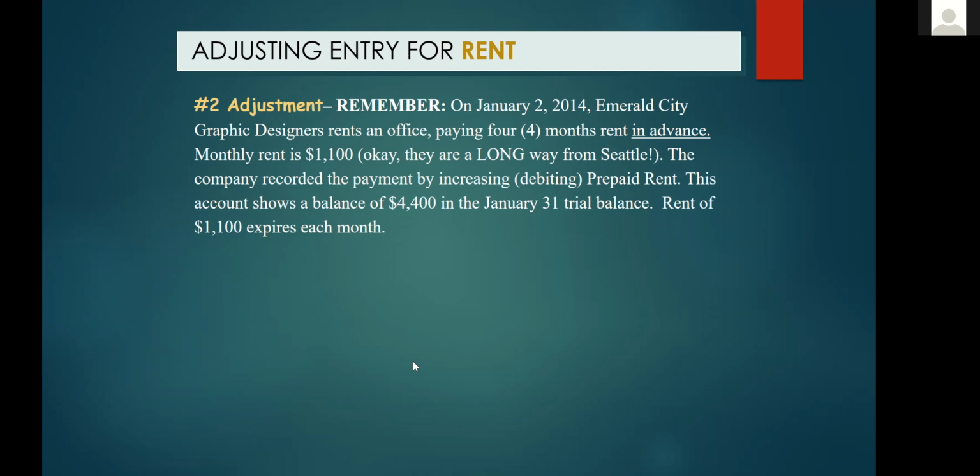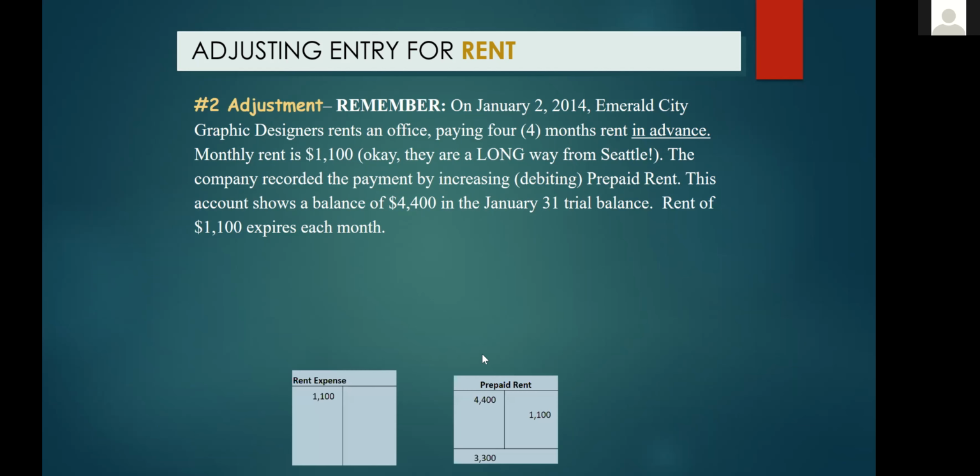So if I want you to visualize a T account, prepaid rent, it's an asset, and it has $4,400 on the debit side. Now it's end of the month. We got to recognize 1 month rent. So we got to reduce prepaid rent. Oh, so the 1,100 is going to be credited to, I think, expense. Nope, rent. I'll put the T accounts up.